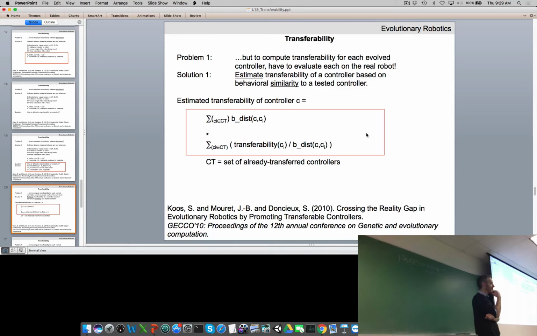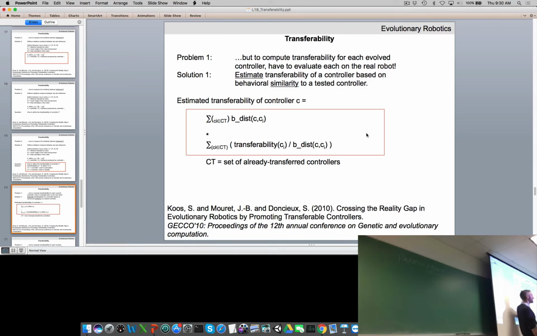If the B distance is closer, so if they behave similarly, is that a high value or? Exactly. So if it's a high value, then it's going to decrease the negative value of the transferability. So they would say it's more transferable. Exactly, right? So actually let's flip it around. Let's imagine that CI is far from C. It does something very different. We're dividing by a big number, which means we're pulling this towards 0. We're reducing the influence of this component of the sum on our estimate.